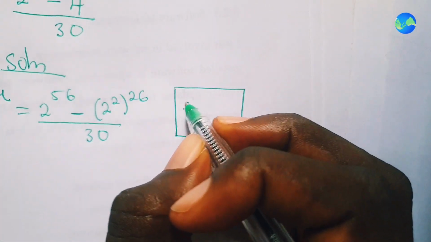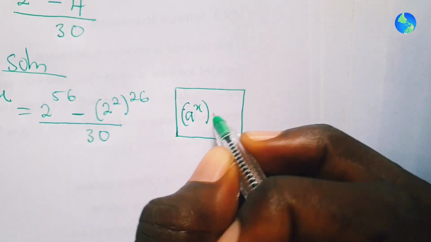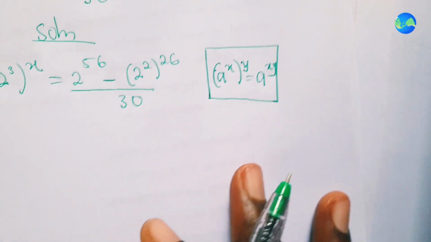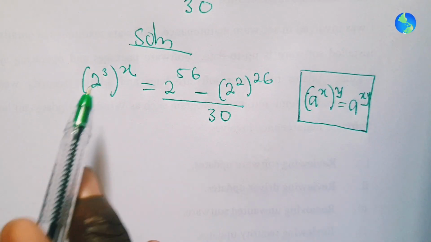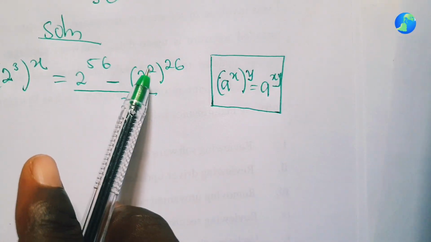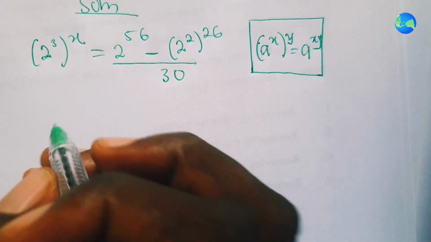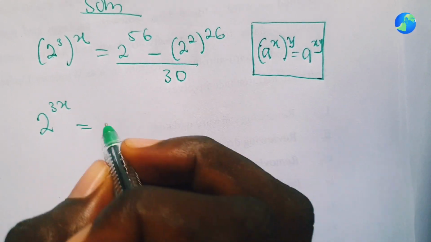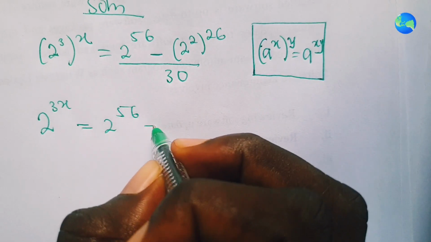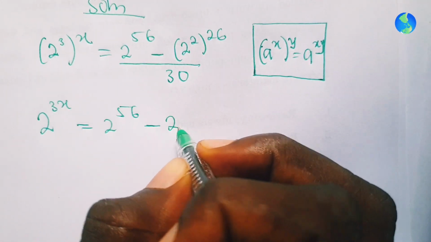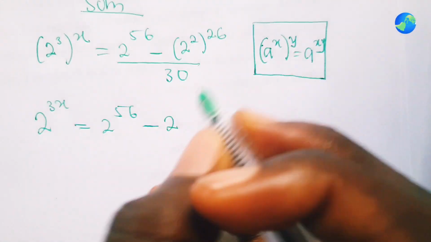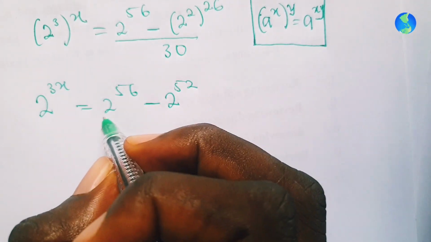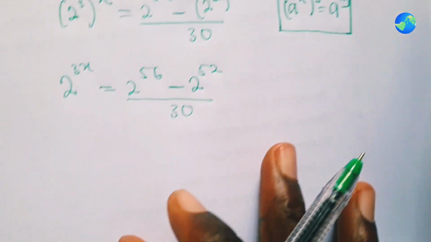Anytime you have a power x with a y outside, it is the same as saying a power xy, right? Now, why I'm telling you this is because I want to work on this 3 and x, and at the same time 2 and 26, right? So this can be 2 power 3x equals 2 power 56 minus 2 power 2 times 26, that's 52, right? Over everything is over 30.